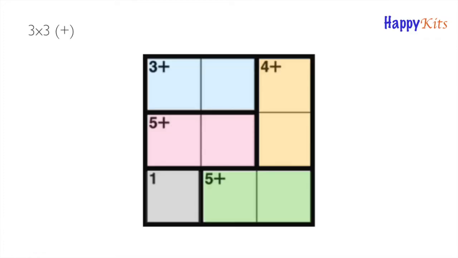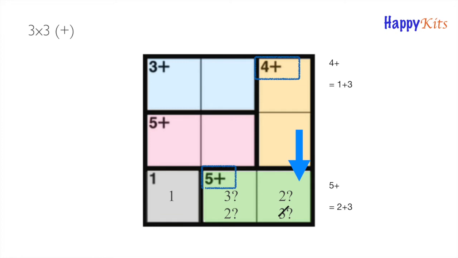Let's see how we can solve this 3x3 puzzle. On the lower left corner, I can immediately fill in the number 1. To the right, we know 5 plus equals 2 plus 3. At this moment, I cannot determine which figure should be placed in each square. Let's take a look at this block. 4 plus is equal to 1 plus 3. In other words, these 2 numbers, 1 and 3, cannot be in the lower right corner of the grid. So the figure in this cell is sure to be 2, and the middle of the grid is 3.